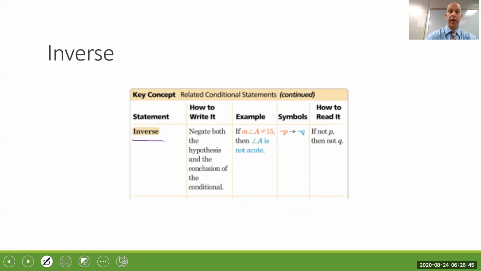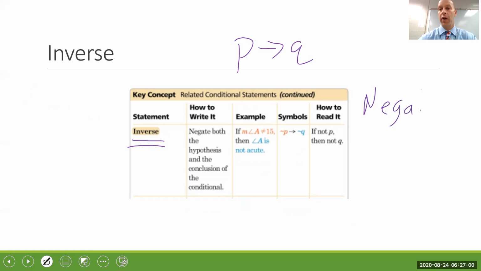Next up, let's consider the inverse of a conditional statement. So remember, our base case is P arrow Q. The inverse, instead of switching them around, we're going to do something called negate. Negate is just a fancy word for not, or do the opposite. Okay, so if I wrote negative, same thing.